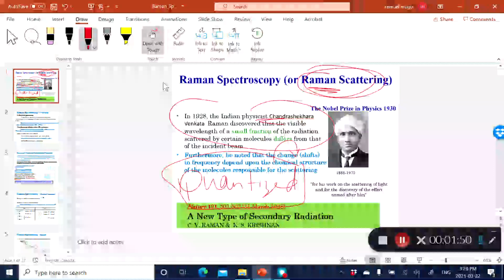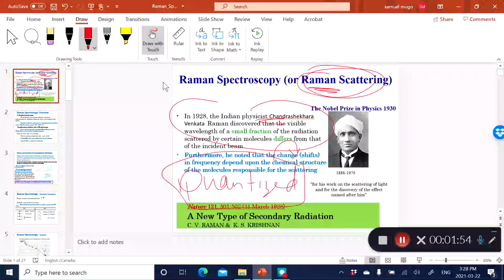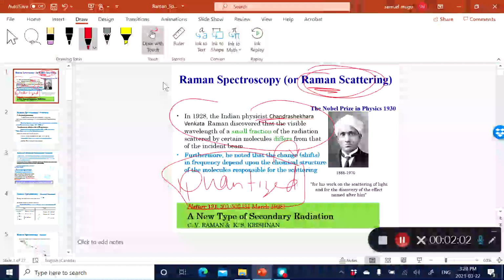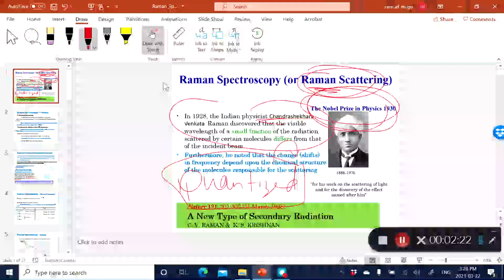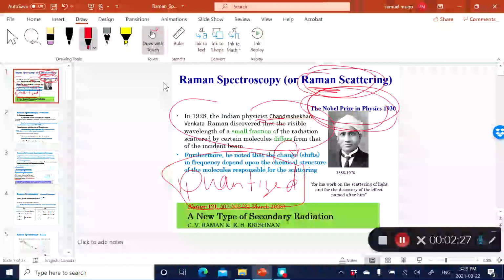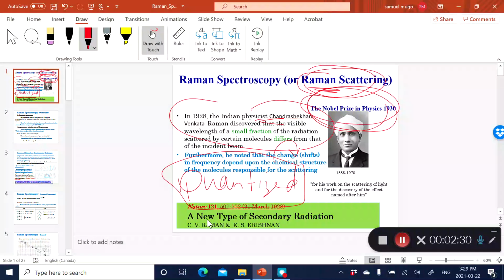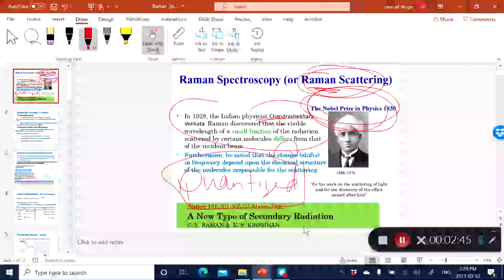And so based on that, he was able to see the frequency shift and associate it with the functional molecules or functional moieties that are present in a chemical structure. And as such, he actually won a Nobel Prize in 1930, because of the usefulness of this type of qualitative and quantitative, as you're gonna see, technique that can be used for chemical analysis. In fact, in the paper that he published, he called it a new or a secondary type of radiation that results from the scattering effect when a photon impinges on a chemical entity.